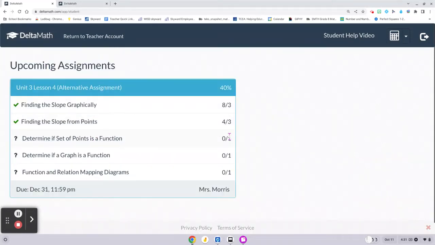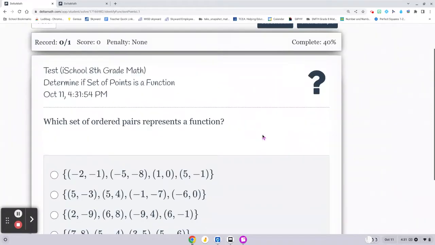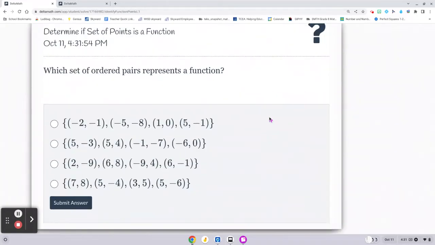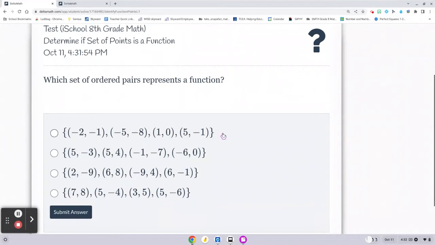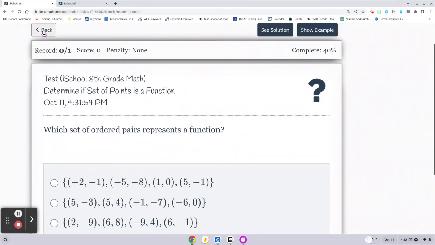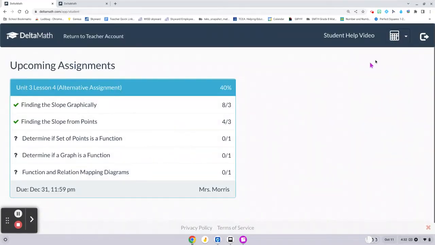Okay, these next just require one question. It's a quick review. We did it on quizzes today, and it's just whether or not it's a function. You just need one question. So as soon as you get a check mark, you can go to the next section. And I really think this Delta Math assignment is a lot more straightforward than the lesson.